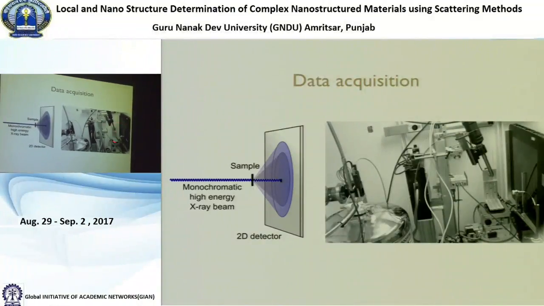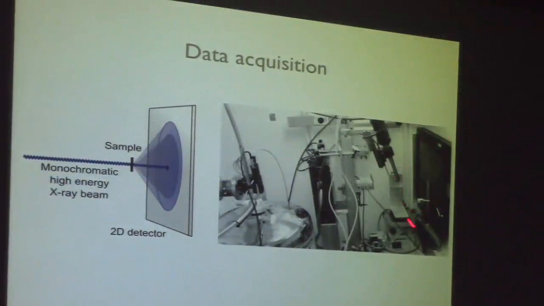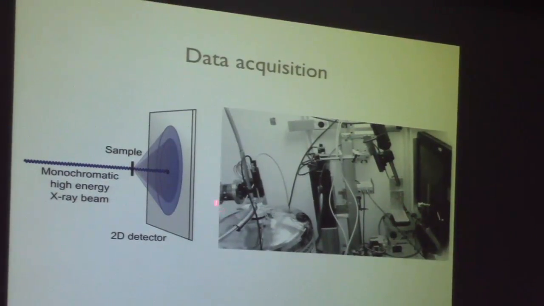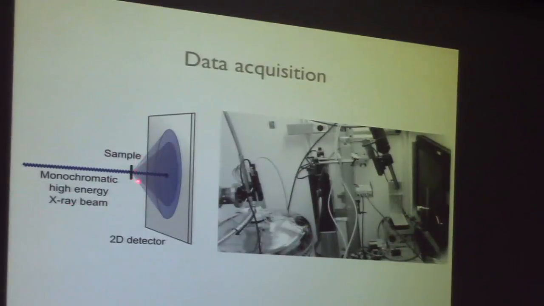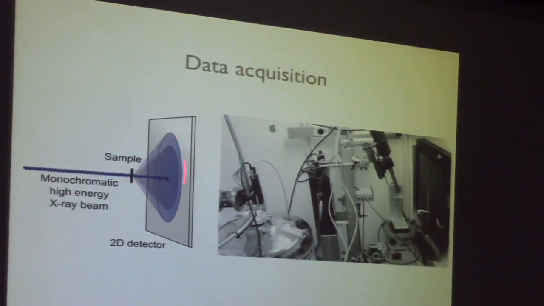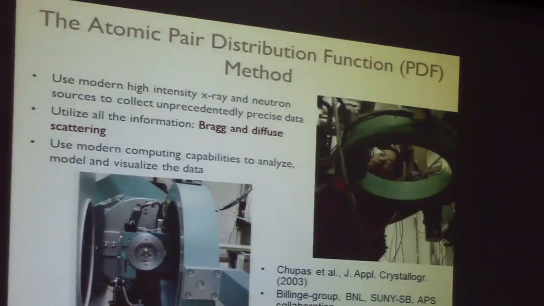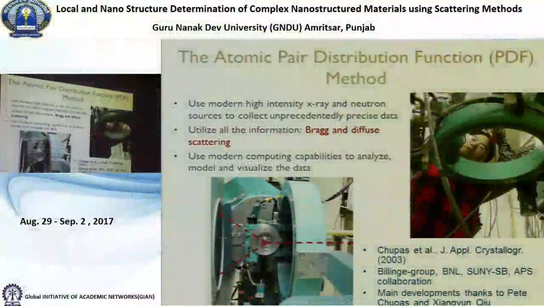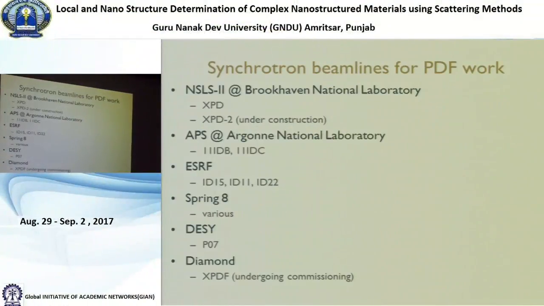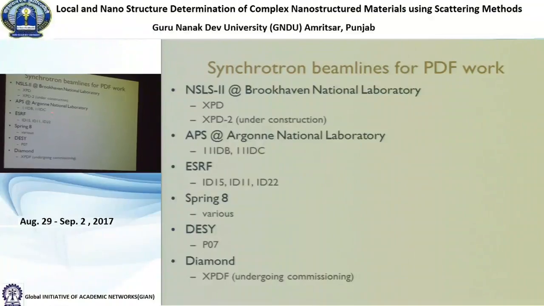So I think I mentioned this. This was actually the setup at NSLS-II when we first did the rapid acquisition PDF. And the sample here, the monochromatic beam, and then the 2D detector. So this is the rapid acquisition setup. It looks like that. Okay, synchrotron beamlines for PDF work.